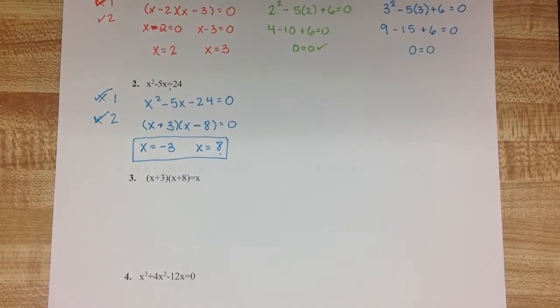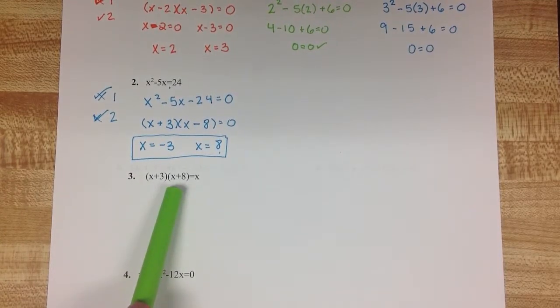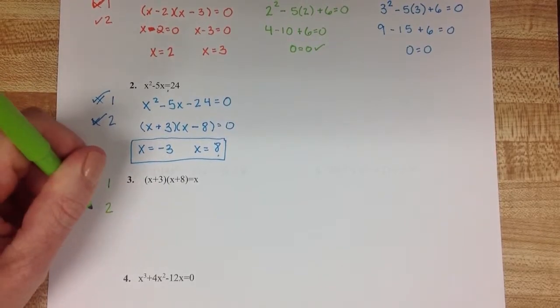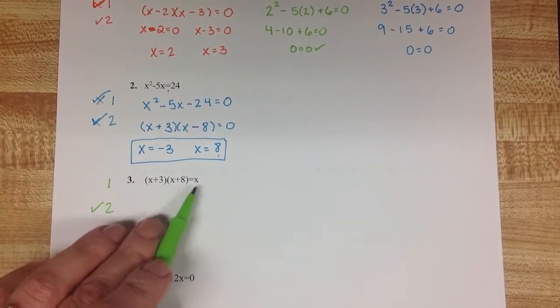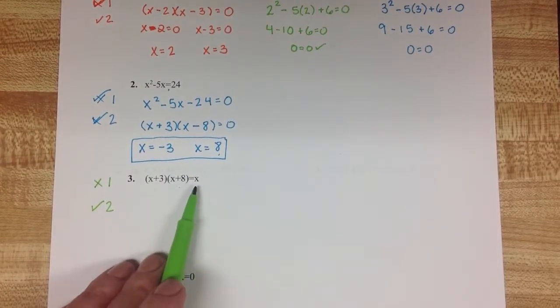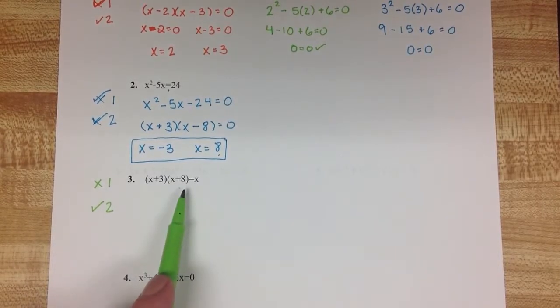Now look at this next one. We've got an x plus 3 and x plus 8. So looking at our two rules, we are working with factors, but they're not set equal to 0. So this one feels like, oh, I can just set this piece and this piece equal to 0. That won't work. Watch out for ones like this.